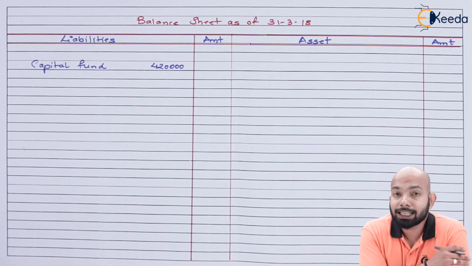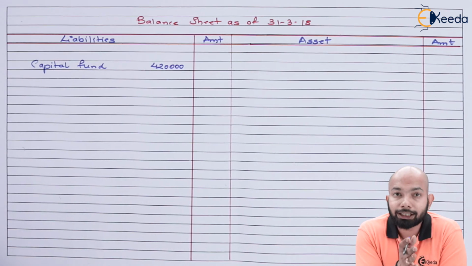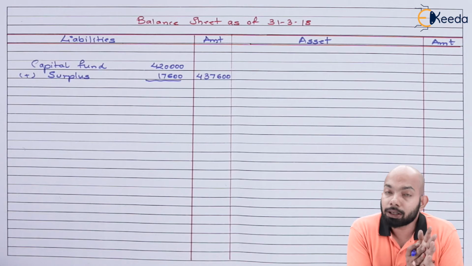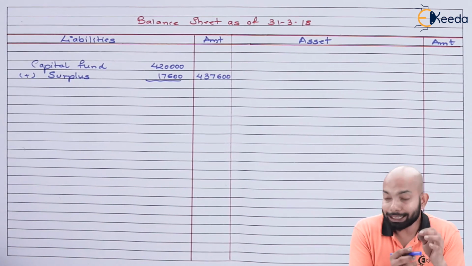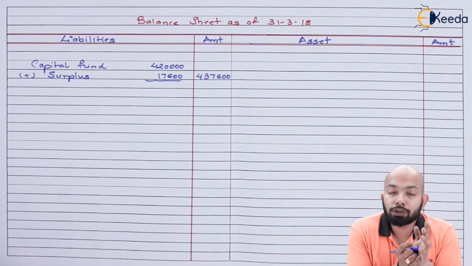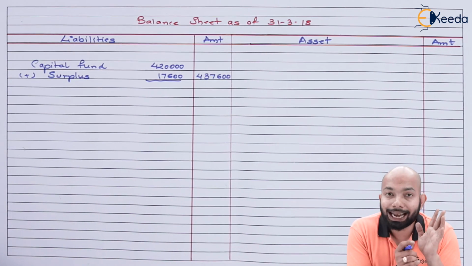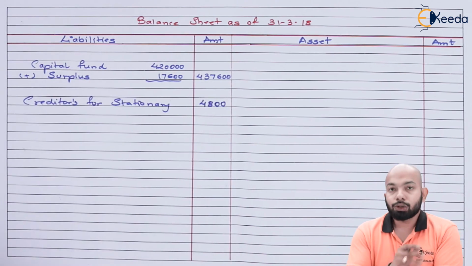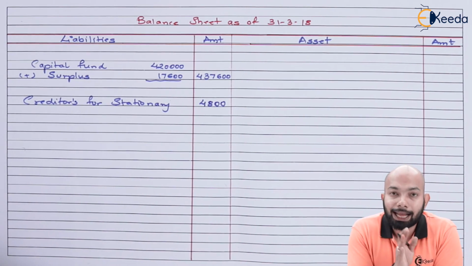So the capital fund, as mentioned in the opening balance sheet, is 4,20,000. We have to add the surplus to it. Now, the total capital fund plus surplus has been mentioned here. That is 437,600. Now, the closing value of creditors for stationery has also been given to us in the adjustment. That is 4,800. So let's mention that here. So creditors for stationery 4,800 has been mentioned.